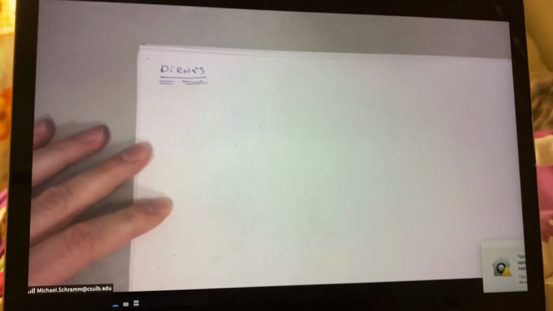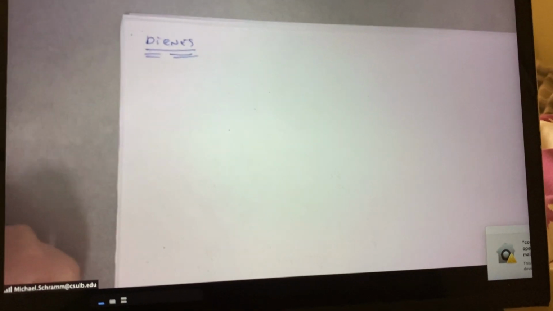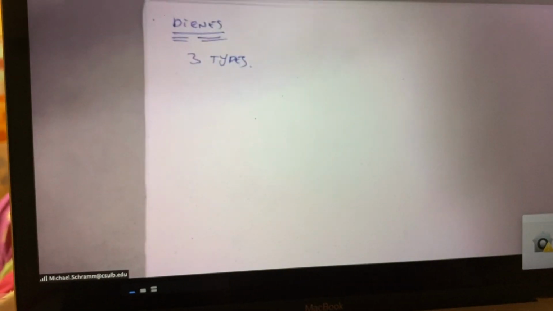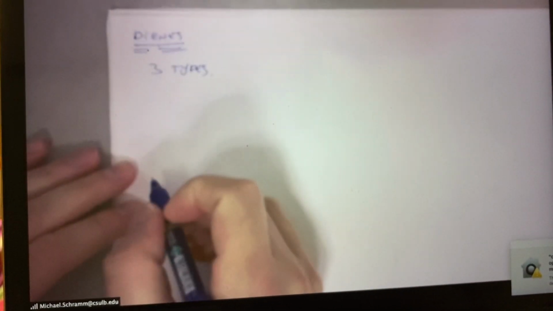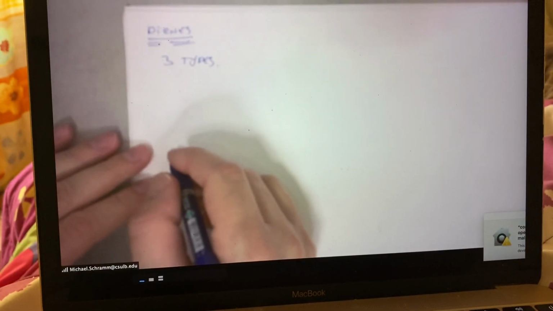Double alkenes. That's all it means. We could also extend this to trienes, 3 alkenes, etc. And there's 3 types, actually. They're quite distinct from one another, and we're going to talk about these 3 types right now.